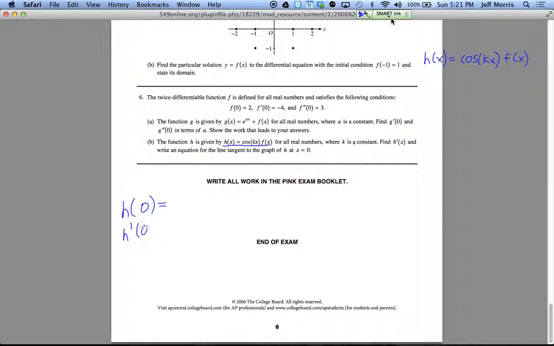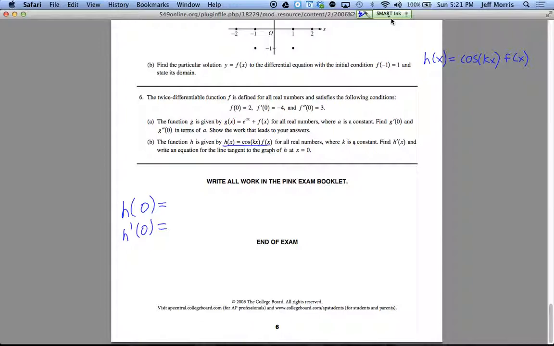H prime of 0. Yeah, sure. Why do I need these two things? Because you always need a point and a slope to be able to find the equation for a tangent line. You need a point and the slope. Point and slope to find the equation for a tangent line. So can you go ahead and find h of 0?